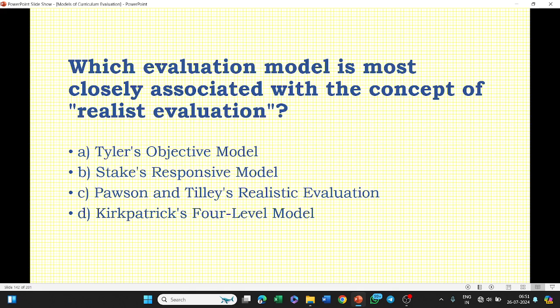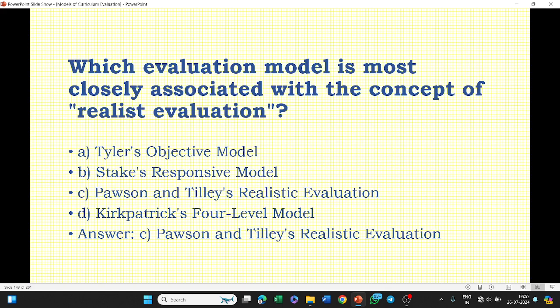Next, which evaluation model is most closely associated with the concept of realistic evaluation? Options: Taylor's objective model, Stake's responsive model, Pawson and Tilley's realistic evaluation, Kirkpatrick's four-level model. Answer of this question is option C, that is Pawson and Tilley's realistic evaluation.